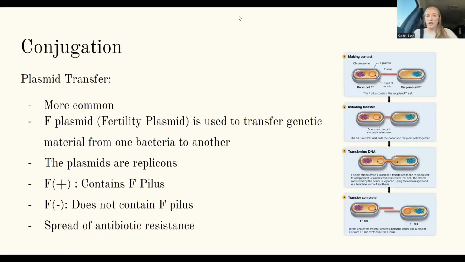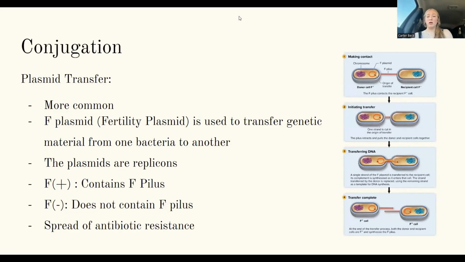All right, so I did mine on conjugation, and the first one is the most common one, which is plasmid transfer. Conjugation is the process of transferring DNA between two bacterial cells. During the plasmid transfer, the F plasmid is transferred using the F pilus or the sex pilus. The bacteria containing the F pilus is notated as F positive, or F plus, while the bacteria without an F pilus is notated as F negative.